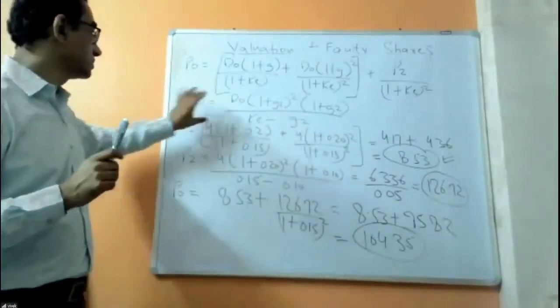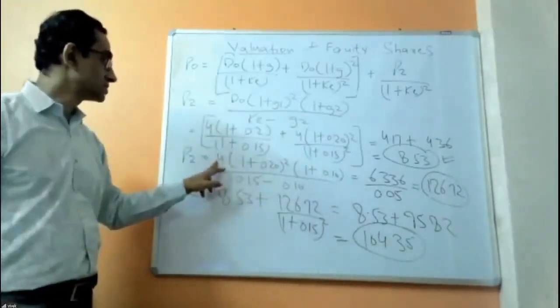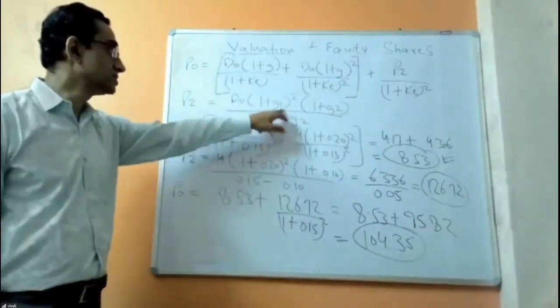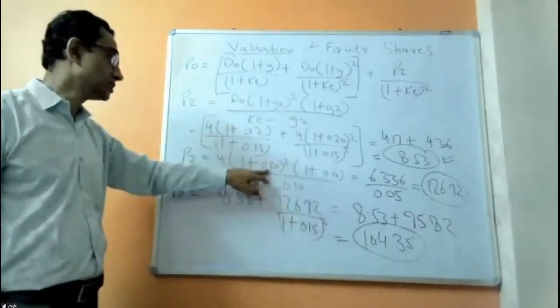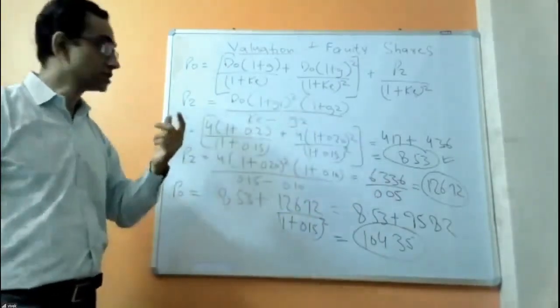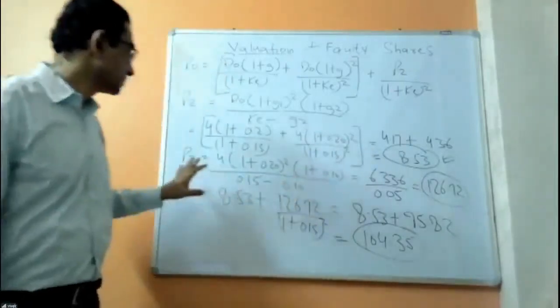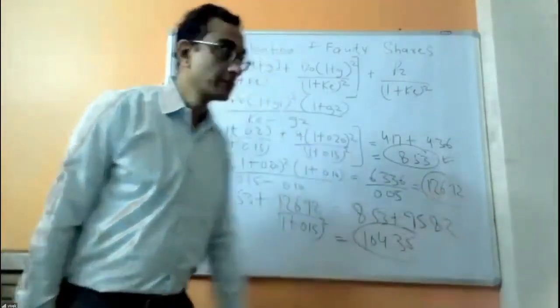Now we calculated P2 on the basis of this formula. So 4 is the current dividend, 1 plus G1, where G1 is the high growth rate period, that is 20%. So this is squared, plus G2, where G2 is the normal growth rate period, which is 10%. So we applied the formula and got P2 as 126.72.